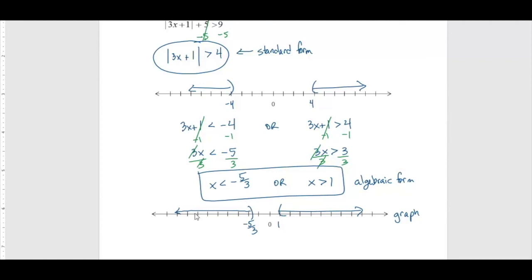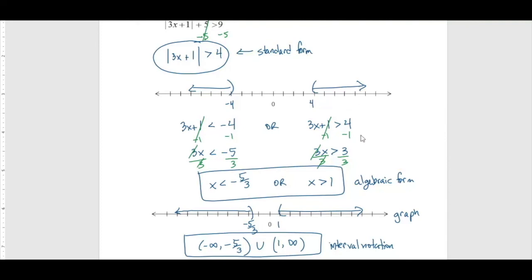This interval here on the left is going from negative infinity to negative 5/3, and the interval on the right is going from 1 to positive infinity. And remember, we use a union here because any number in this left interval or in this right interval will be a solution to this inequality.